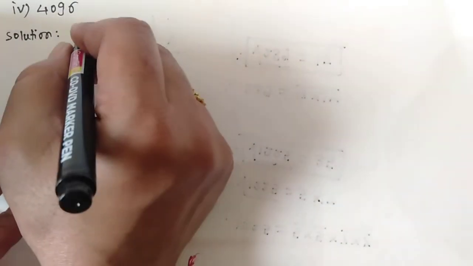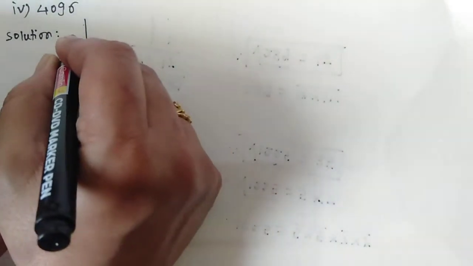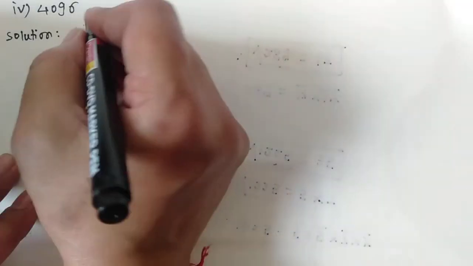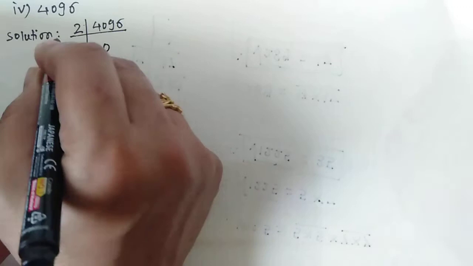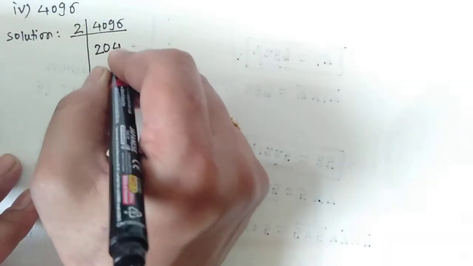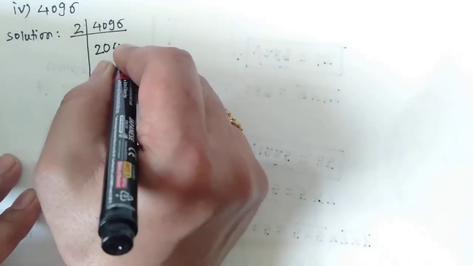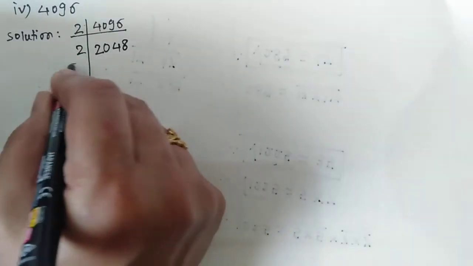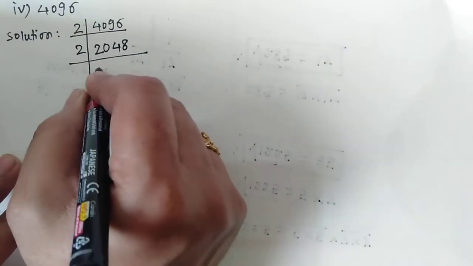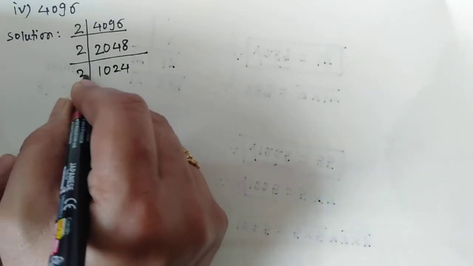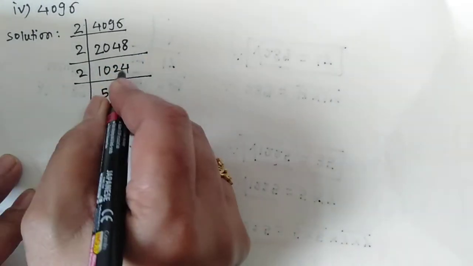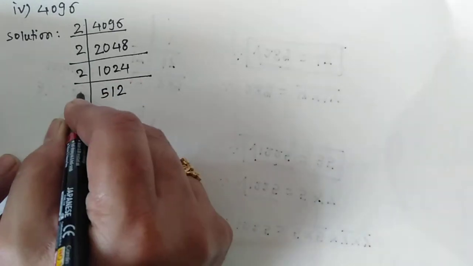Next is 4096. Find out the factors. 4096, it is even number, so starts from the 2. 2 twos are 4, 2 zeros are 0, 2 fours are 8, 2 eights are 16. Again divide by 2. 2 tens are 20, 2 24s are 48. Divide by 2. 2 fives are 10, 2 ones are 2, 2 twos are 4.